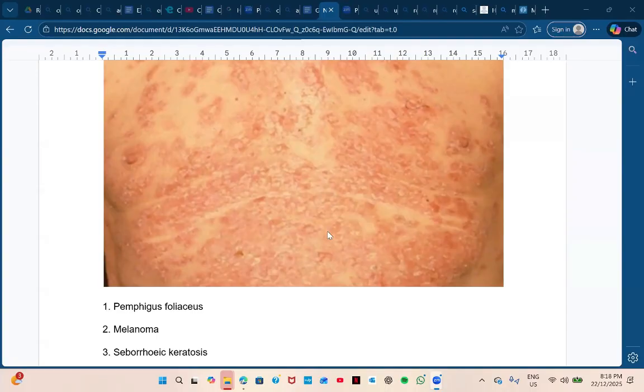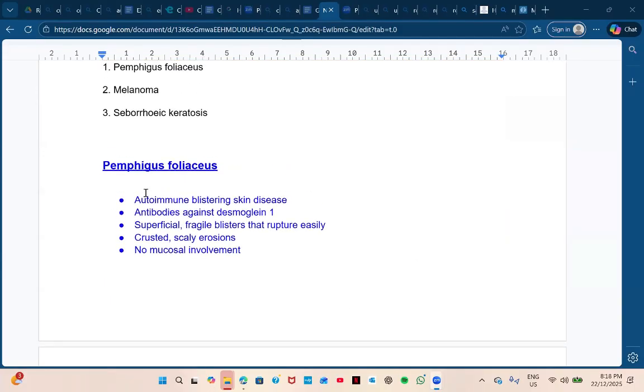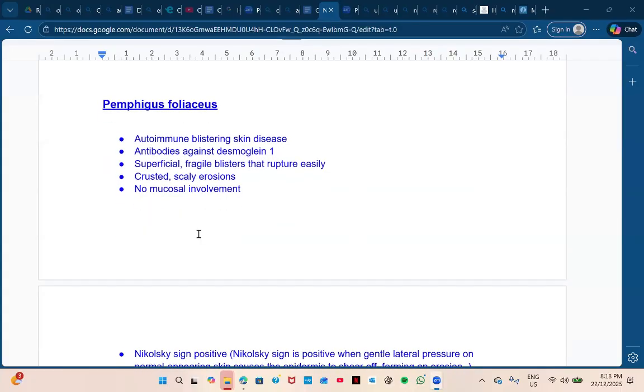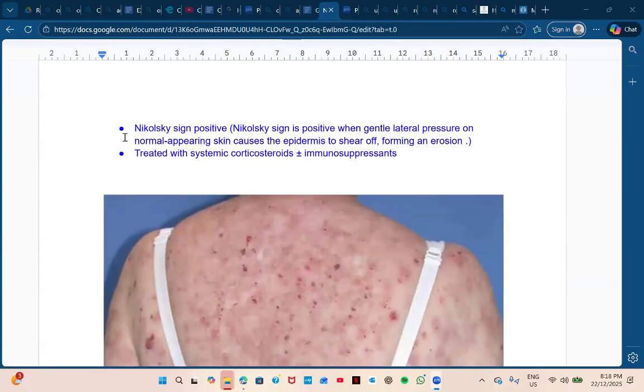Okay, let's check, you just answered. Let's check one by one. So pemphigus foliaceus, what is that? It's an autoimmune blistering disease, right? Antibodies against desmoglein 1. So it's superficial, fragile blisters that rupture easily, with crusted and scaly erosions. No mucosal involvement. Please remember this is just superficial. And Nikolsky sign positive.